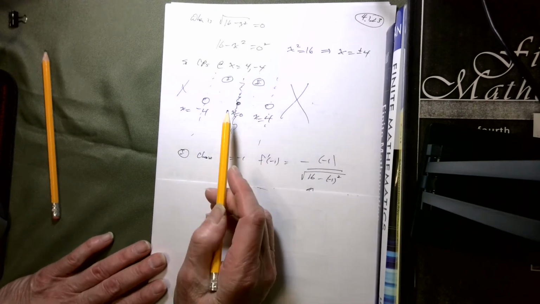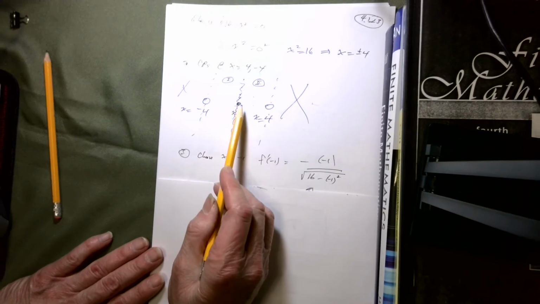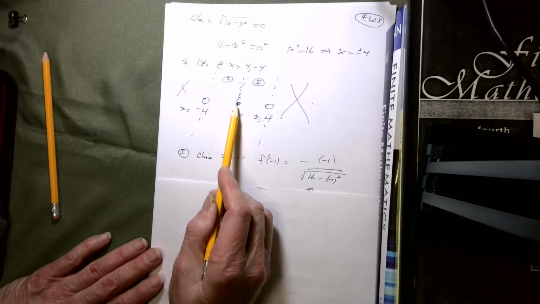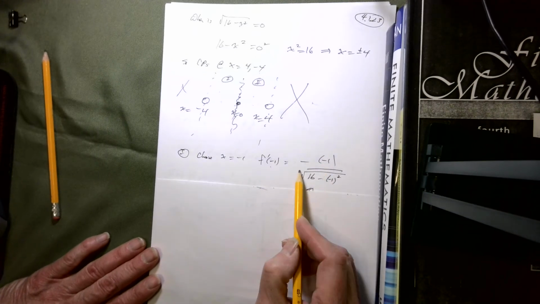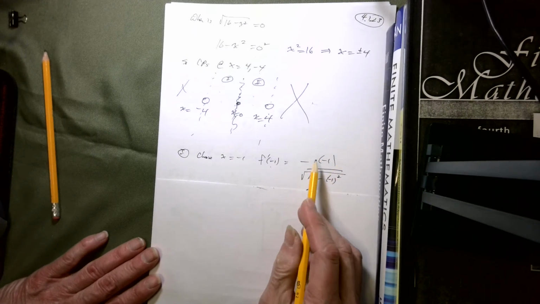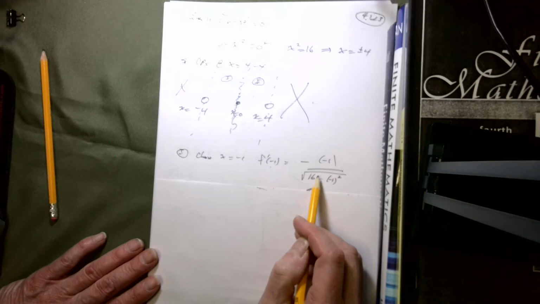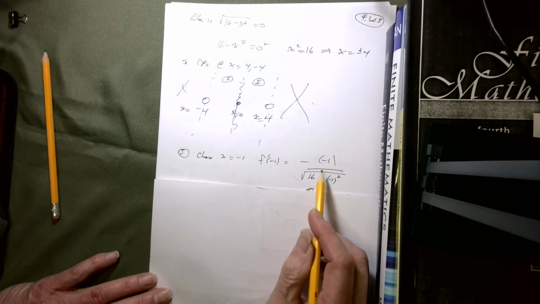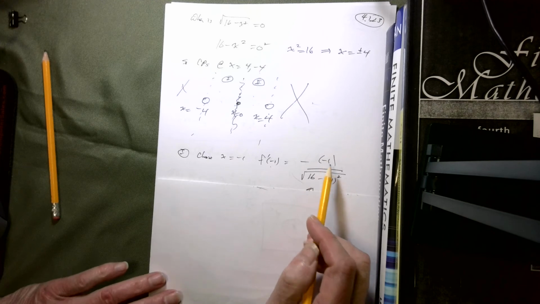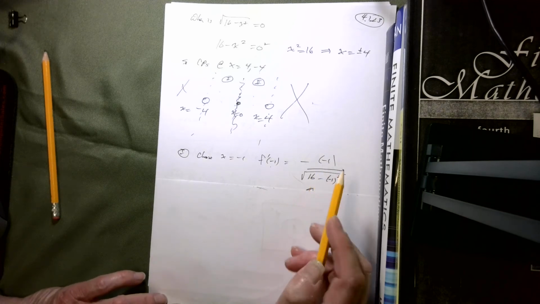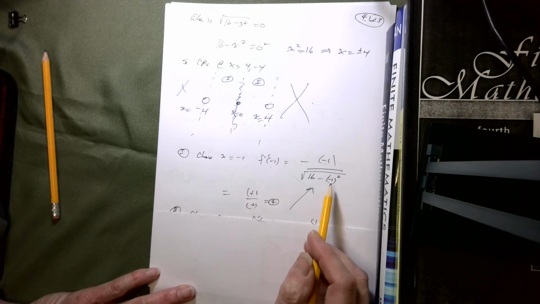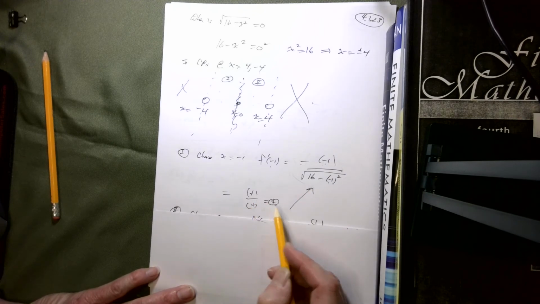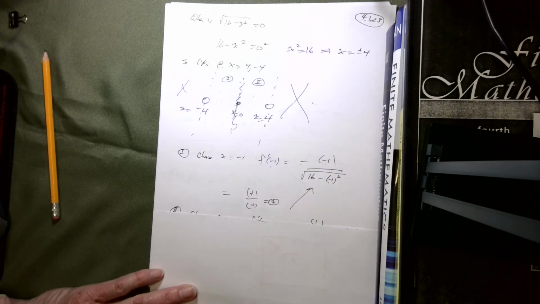So let's pick a nice test point in region 1. So between 0 and negative 4, I'm going to pick negative 1. And again, folks, all I care about, don't waste your time evaluating what that is. Just ask yourself the question, is this number positive or negative? So put in a negative 1, negative 1. Negative, negative is positive. The denominator is positive, so this has to be positive, which means it's increasing.